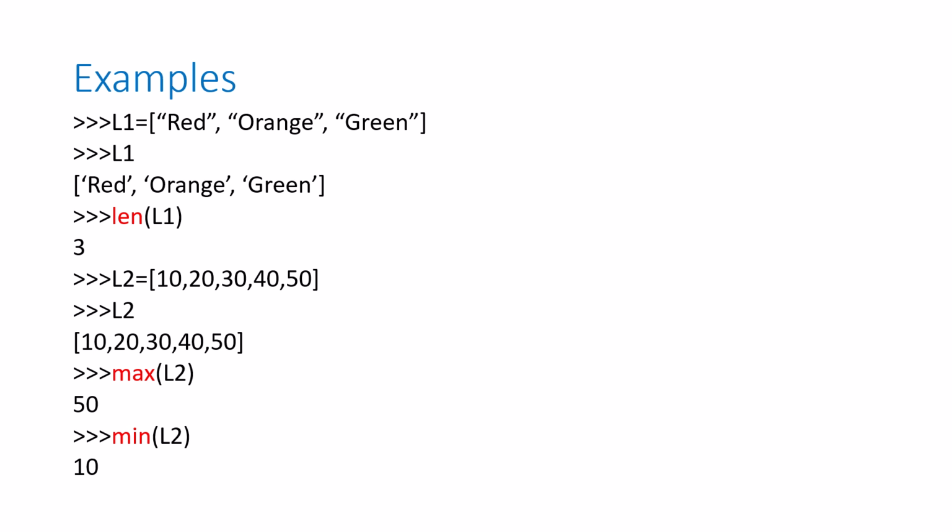Now here are a few examples. L1 equals 'red', 'orange', 'green'. When we give length of L1, the output we get is 3. So it gives the number of elements available in the list. Now L2 equals a collection of data items such as 10, 20, 30, 40, 50. When we use max of L2, it returns the maximum value. When we use min of L2, it returns the minimum value.